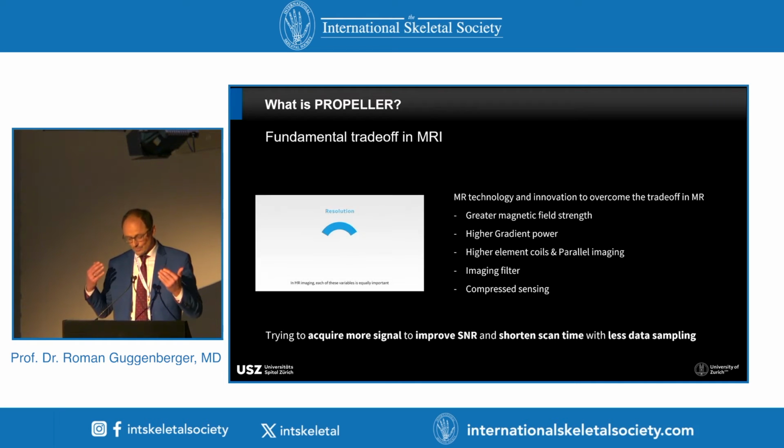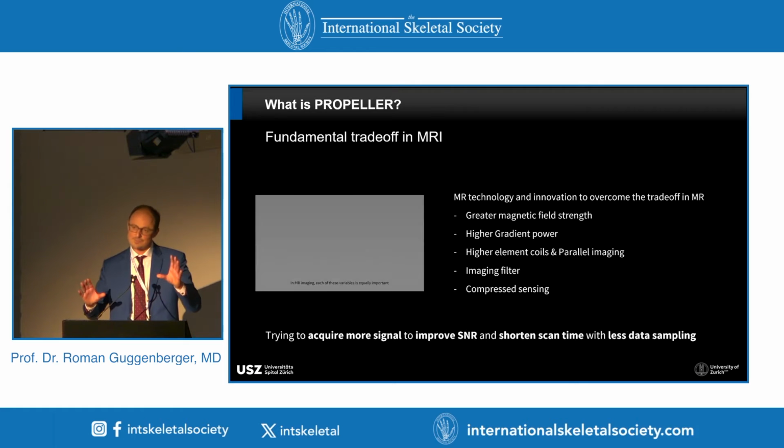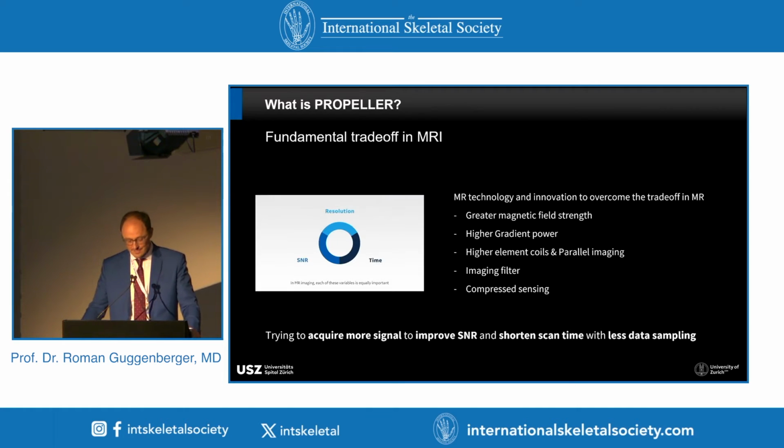You know, we want to optimize our scan time, our image resolution, and our signal-to-noise ratio, but it always comes at the cost of the other. So there's actually no solution that's really perfect for all of them, and there have been different techniques to tackle this in recent years, like higher magnetic field strengths, higher gradient power, higher and more element coils, parallel imaging, imaging filters, and fancy ways of sampling your k-space data like compressed sensing.